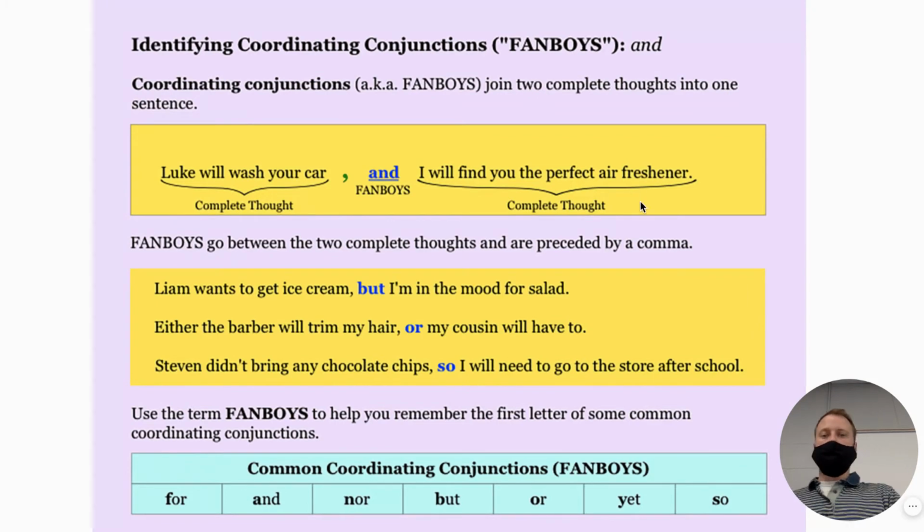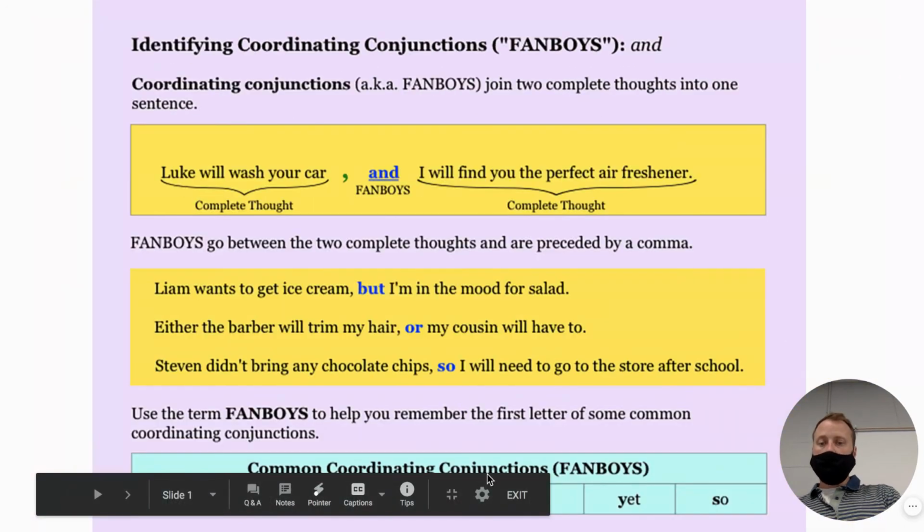Second complete thought, what's our subject? I will find you the perfect air freshener. And our conjunction, we'll put those two together with a comma. Same thing for these sentences. Liam, our subject, wants, our verb, to go to get ice cream. But I'm in the mood for salad. So, conjunctions.